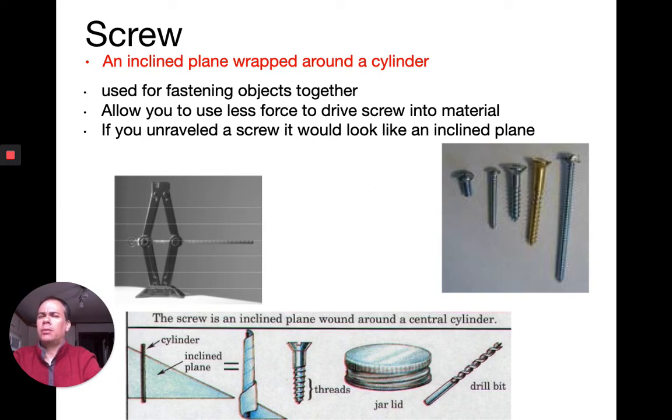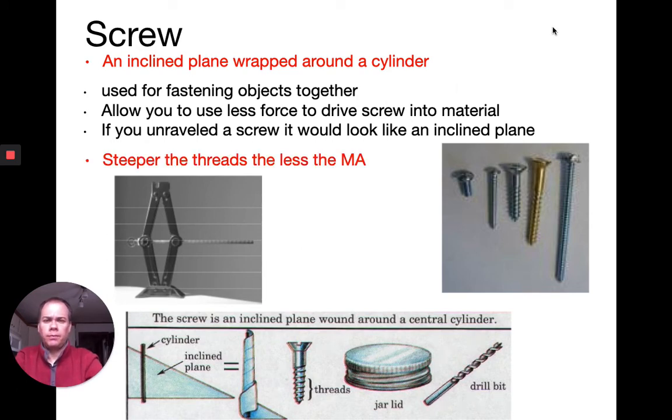Now, again, you think about the trade-off. There's always the trade-off. Yeah, you can lift a car off the ground with one hand, but you have to turn the handle of this jack hundreds of times just to lift the car a small amount. There's always this trade-off, distance versus force. I can use less force, but I'm going to have to do it for a much greater distance. The same is true of these screws. Okay. The steeper the threads of the screw, the lower the mechanical advantage.